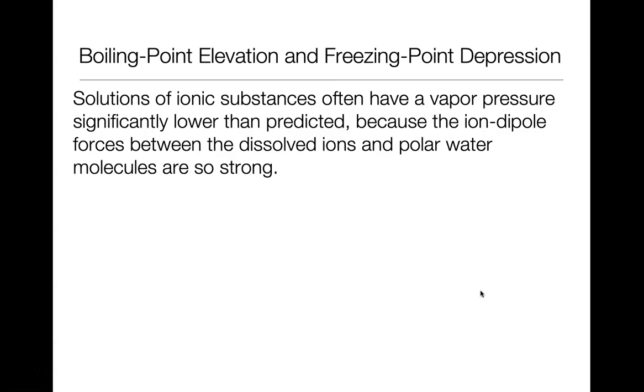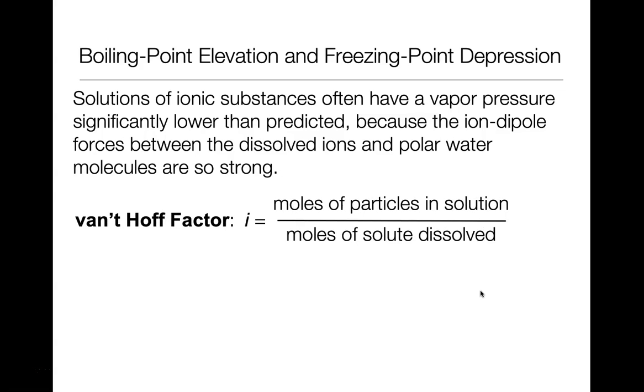What we need to talk about first, if we're going to be talking about dissolving salts into water, is introduce a new concept called the Van't Hoff factor. If we have something that's deviating from ideality, these ionic substances, their vapor pressure is significantly lower than predicted, well, that's telling me that the colligative properties are going to be affected by strong ionic substances like potassium chloride, sodium chloride.